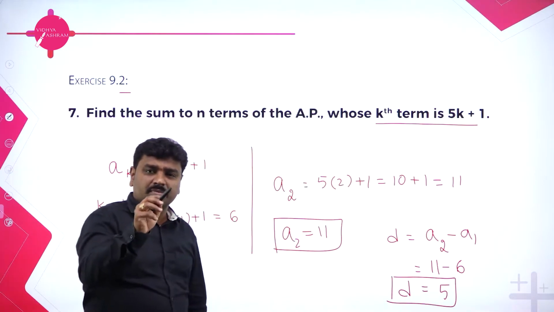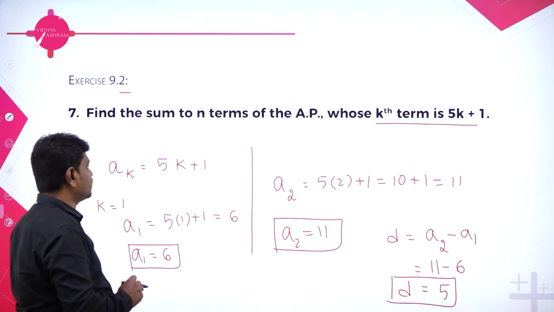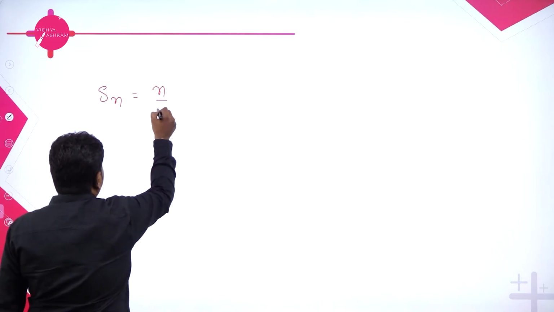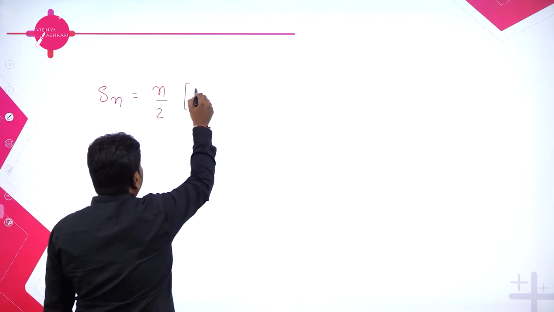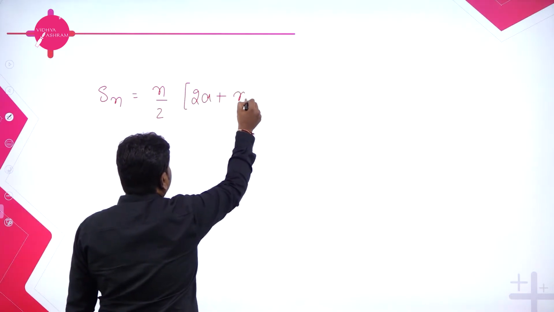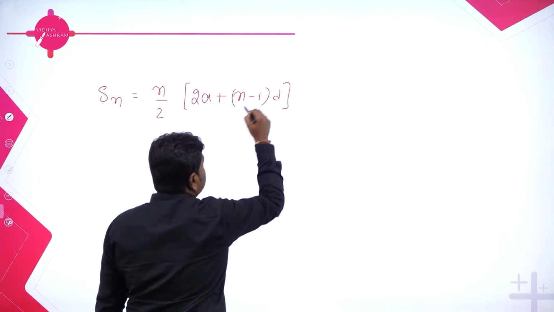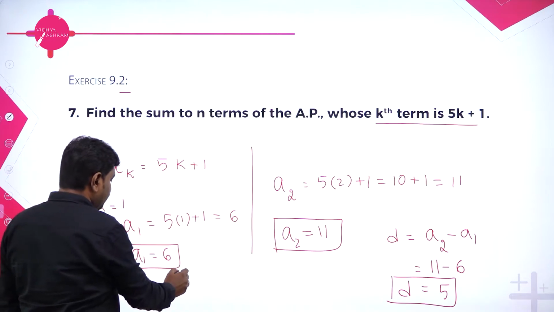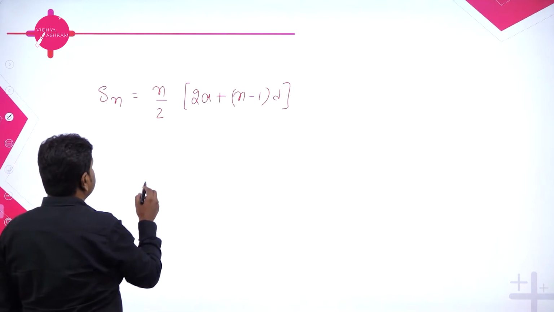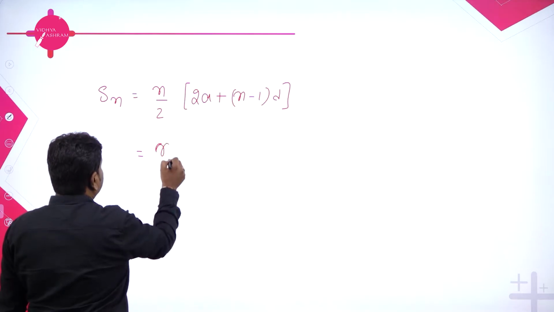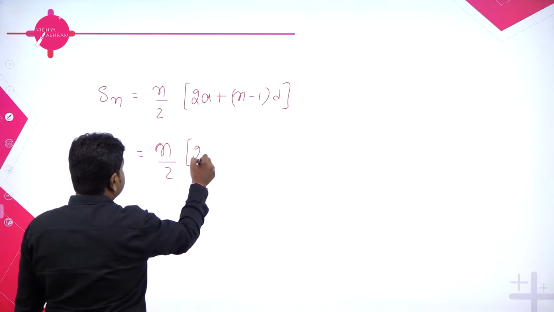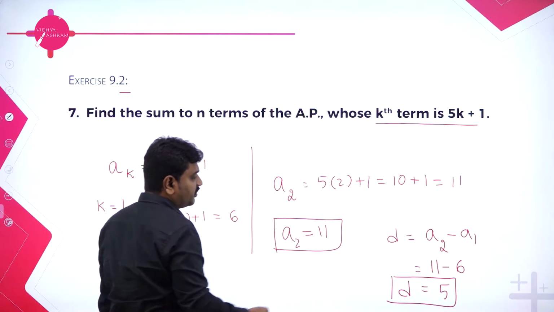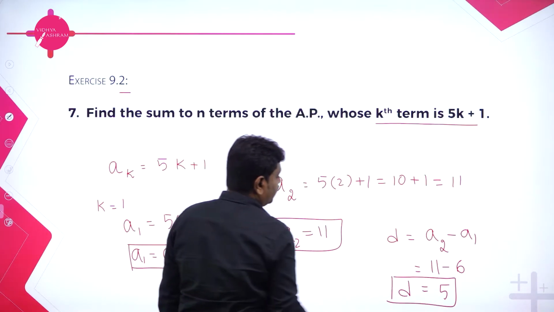Because they want you to find the sum of n terms, you know the formula for the sum of n terms. What is Sn? Sn is equal to, in AP, n by 2 into 2a plus n minus 1 into d. This is the formula for the sum of n terms in AP. Now we got the value of a. What is the value of a? a means a1, the first term, that is 6. So it will become n by 2 into 2 times 6 plus n minus 1 into the common difference. What is the common difference? Second term minus first term, that is 5.